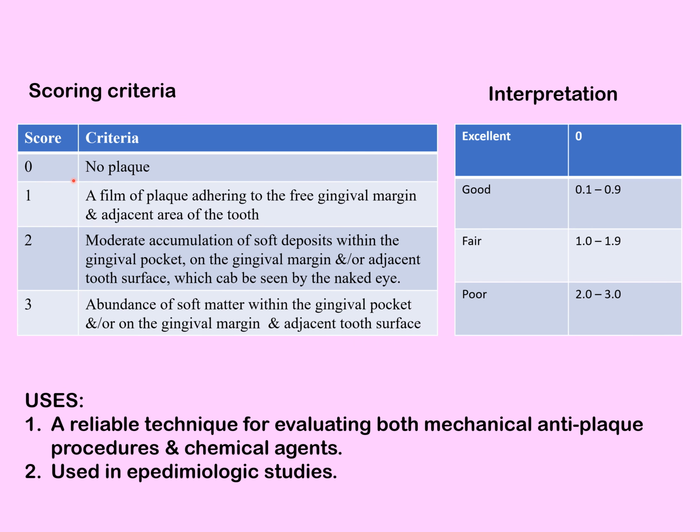Score 0 means no plaque. Score 1 represents a film of plaque adhering to the free gingival margin and adjacent area of the tooth. Score 2 is moderate accumulation of soft deposits within the gingival pocket, on the gingival margin and or adjacent tooth surface, which can be seen by the naked eye. Score 3 is the presence of abundance of soft matter within the gingival pocket and or on the gingival margin and adjacent tooth surface.